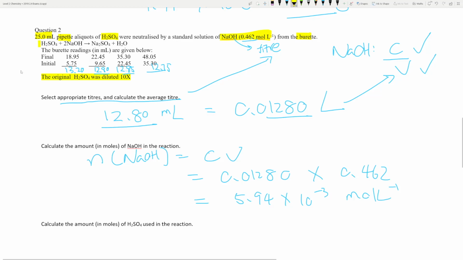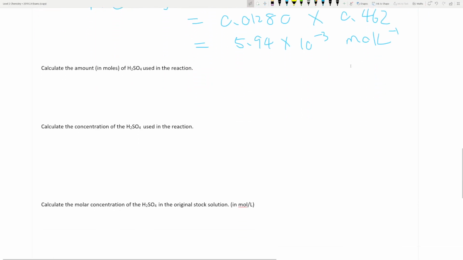All right, let's look at the equation. So once we got the mole, we need to look at the other mole by looking at the mole ratio. So again, you can see this one's 1 mole to 2 moles. We know the sodium hydroxide moles, so we know that the sodium hydroxide is twice as big. So to go from that to that, I need to divide it by 2. So the mole is just this number divided by 2, and that will give us 2.97 times 10 to the power -3 moles.